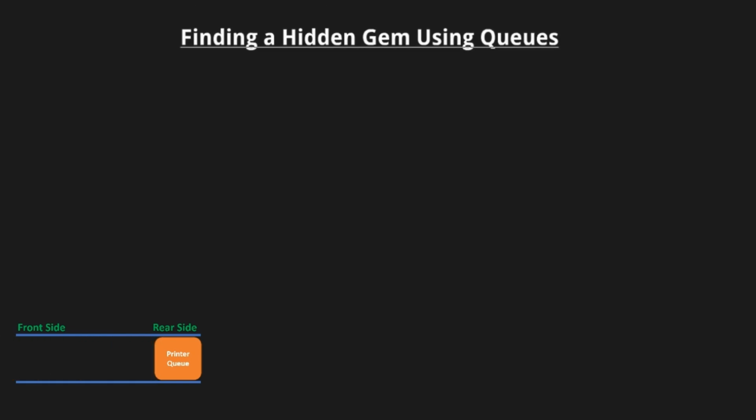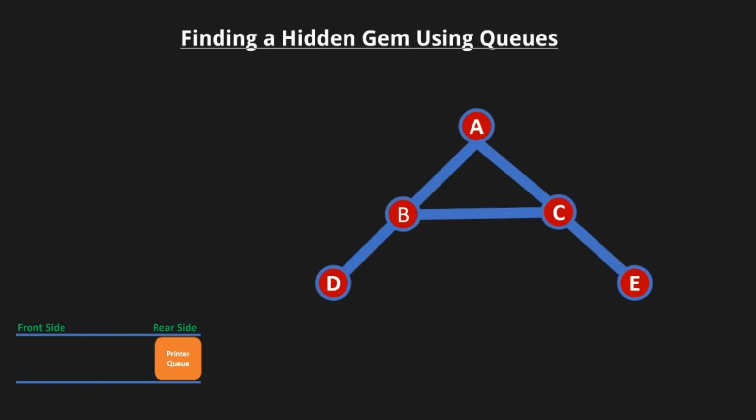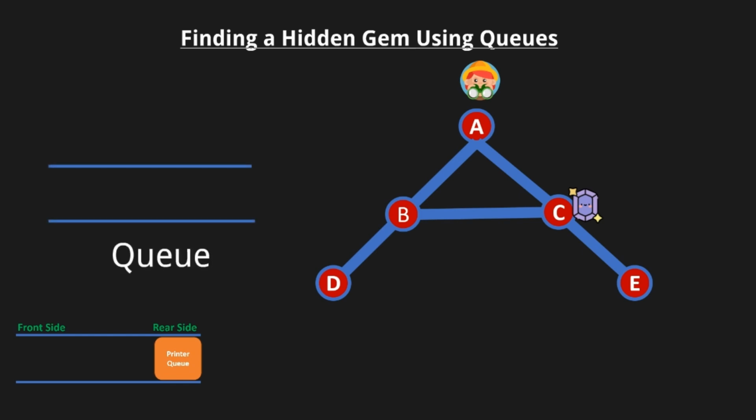To the next use of queue. Imagine there is an explorer in a maze looking for a hidden gem. He wants to find it as quickly as possible, but the maze has many twists and turns. How does he ensure not to miss any path and find the gem efficiently?